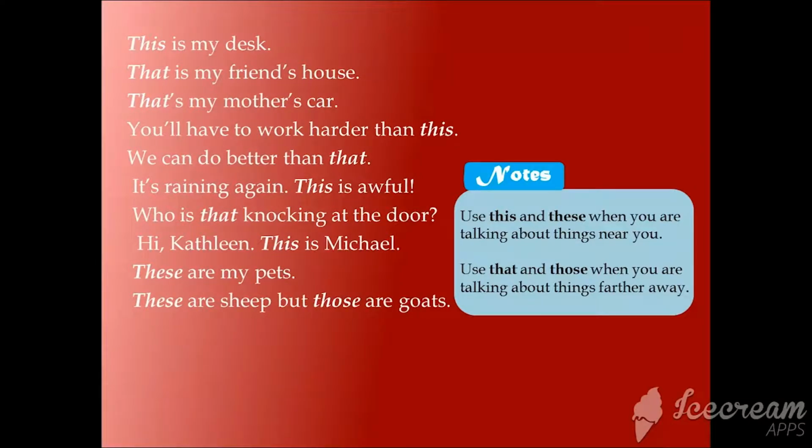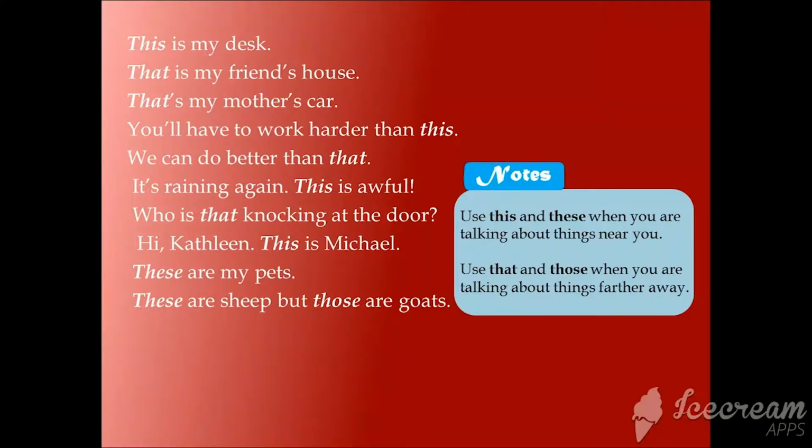That's my mother's car. You'll have to work harder than this. We can do better than that. It's raining again. This is awful. Who is that knocking at the door? Hi, Kathleen. This is Michael. These are my pets. These are sheep, but those are goats.